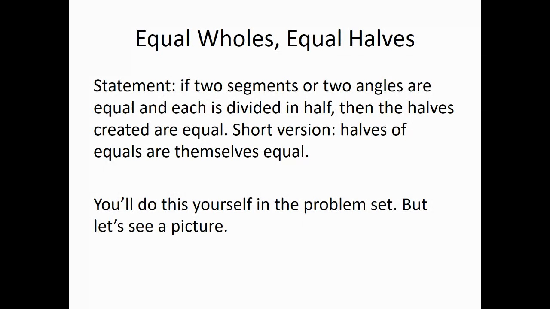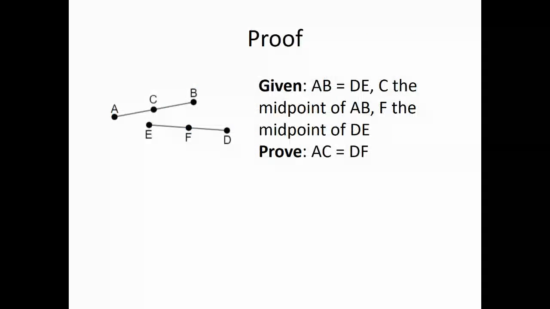There are also angle versions of these, and I think it should be obvious what they are. So the statement of the segment version of this says that if two segments are equal and each is divided in half, then the halves created are equal. That is, halves of equals are themselves equals. I'll let you do this in the problem set, but here is a picture.